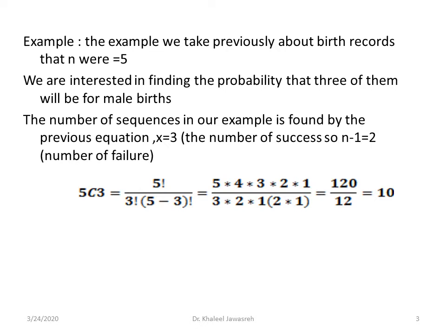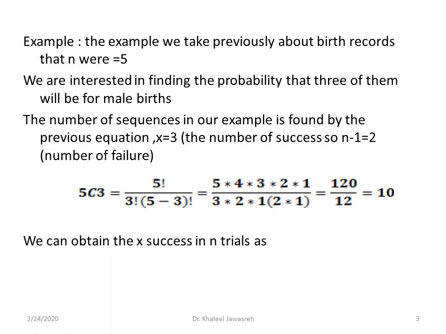Now we need to solve the denominator. 3 factorial is 3 times 2 times 1, multiplied by the factorial of 5 minus 3, which is 2, and 2 factorial is 2 times 1. So the final result will be 10. If you return to the previous part of this lecture, you will find that the number of sequences is 10, and we have a shortcut for finding this result by using the combination or factorial equation.